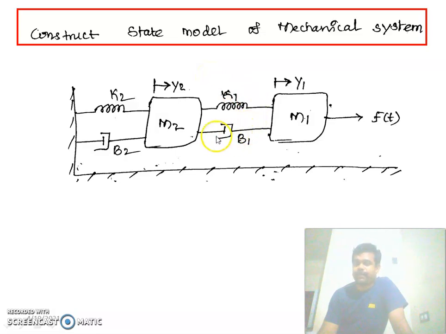The dashpot V1 is connected between M1 and M2, and the spring K1 is connected between M1 and M2. The spring K2 is connected between the fixed support and M2, and the dashpot V2 is connected between the fixed support and M2.